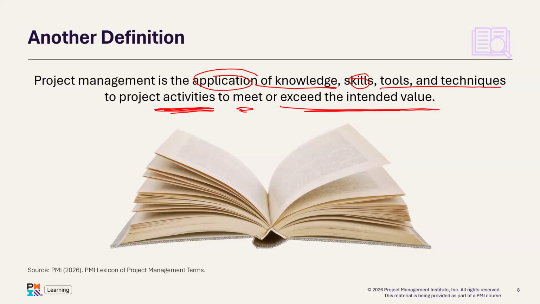So project management is the appropriate application. Appropriate is important because there are a lot of things that you are learning or you are going to learn. Not all of them may be applicable to every project that you handle. So you have to be able to determine what knowledge needs to be applied, what skills have to be applied, what tool needs to be applied to this particular project based on the project's characteristics, to be able to meet and exceed the intended value expected from this project.